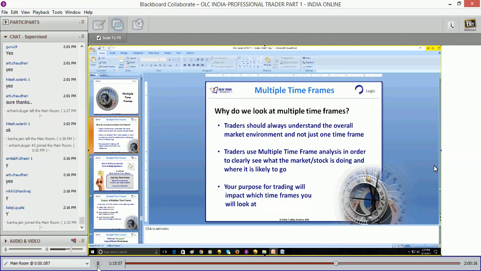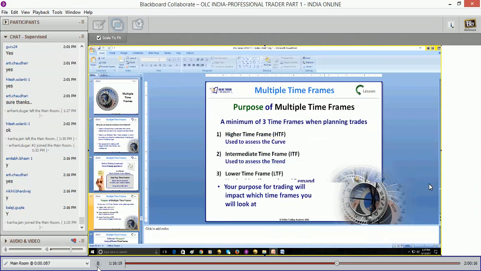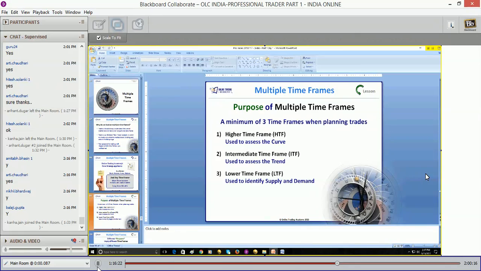Traders should always understand the overall market environment and not just one time frame. Traders use multiple time frame analysis to clearly see what the market or the stock is doing and where it is likely to go. Your purpose for trading will impact which time frames you look at. There are 3 different types of time frame, friends. You have a higher time frame, which is used to mark your location or the curve. Now I know most of you here don't know what location or curve means. We are going to come to that in the future.